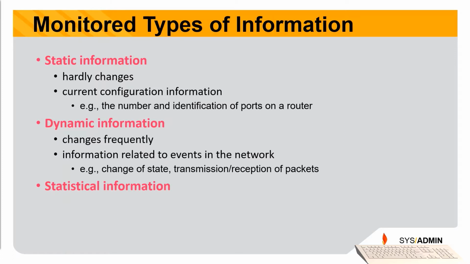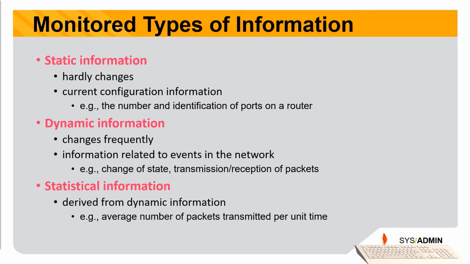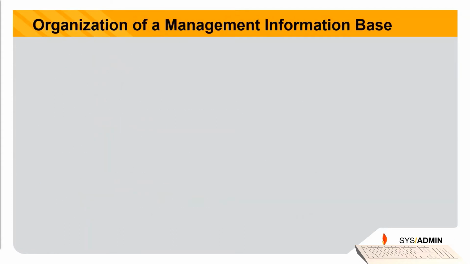The next one would be statistical information. Statistical information is derived from dynamic information. Examples are the average number of packets transmitted per unit time, the number of packets dropped from the network, and the number of packets prohibited and denied by the access lists configured on the router. These are all statistical information. Next would be the organization of the management information base.